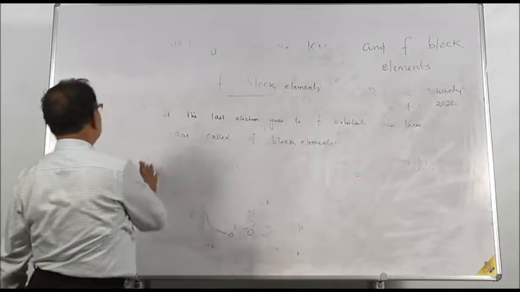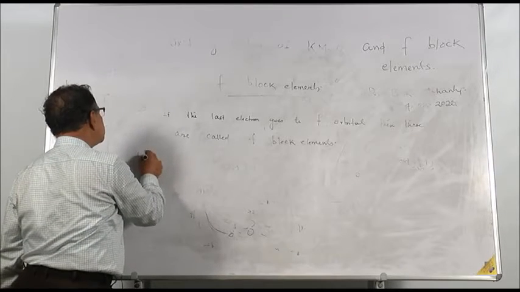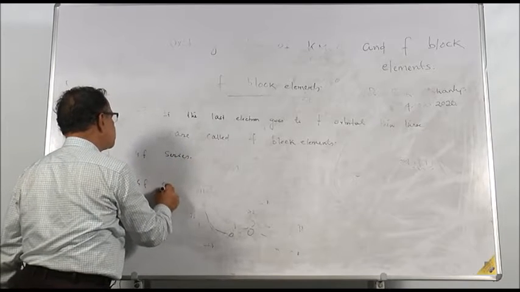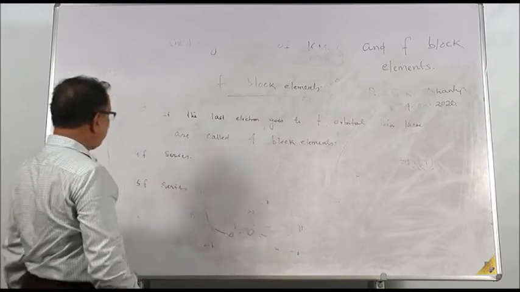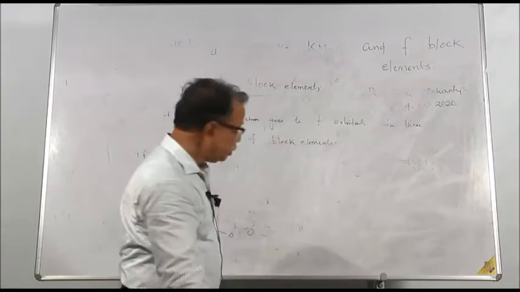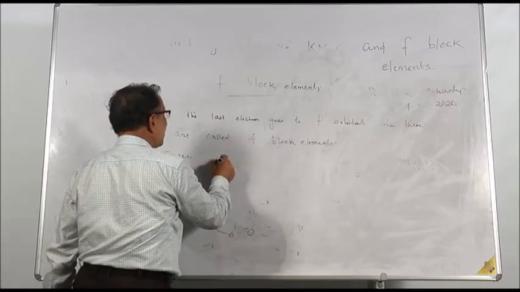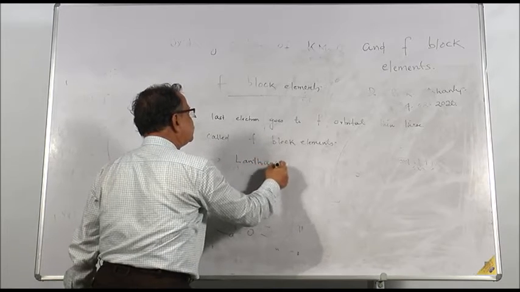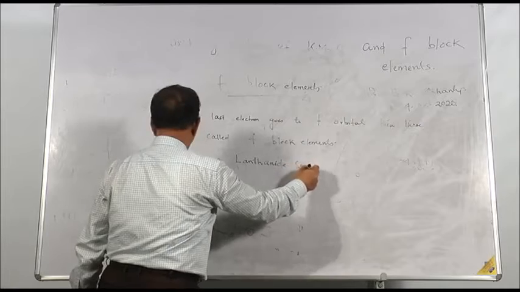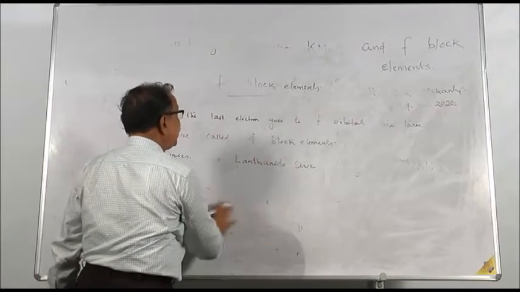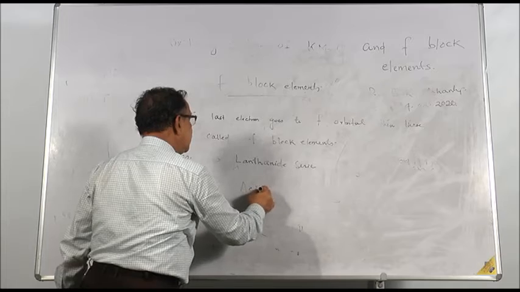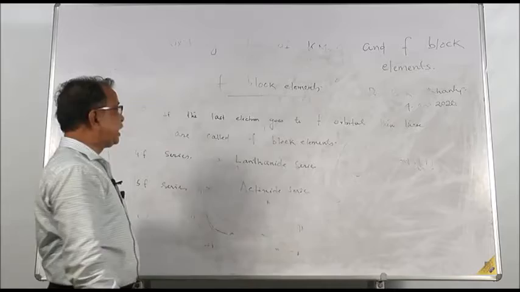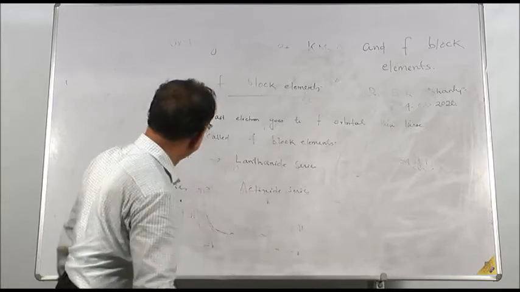There are two series. One is the 4f series, another is the 5f series. The F block elements are classified into two categories. The 4f series is called the lanthanide series, and the 5f series is called the actinide series.